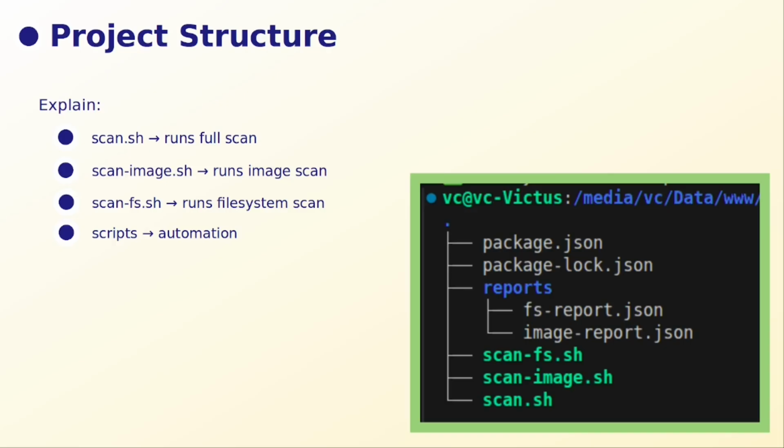Project structure. Now let's take a look at the project structure. This structure is simple but very practical. We have three main scripts: scan, to run the full scan; scan-image, to scan the Docker image; and scan-app, to scan the file system. And we also have a report folder where all results are stored. The idea here is automation. Instead of typing long commands every time, we just run a script. This makes the process faster, more consistent, and easier to review. This is how DevOps engineers typically work.